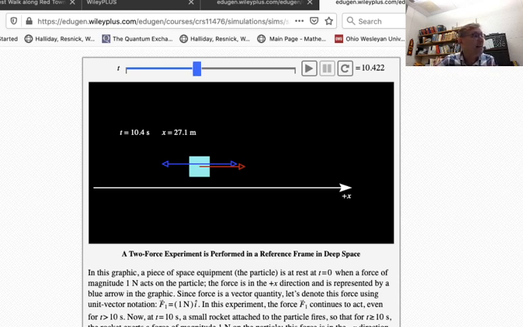So after 10 seconds, the net force is 0. So after 10 seconds, that velocity vector, the red arrow, had better not change. And you can observe that the red arrow no longer changes. So that's demonstrating for you Newton's first law. When the net force is equal to 0, the velocity cannot change. Okay? That's the key takeaway from Newton's first law.